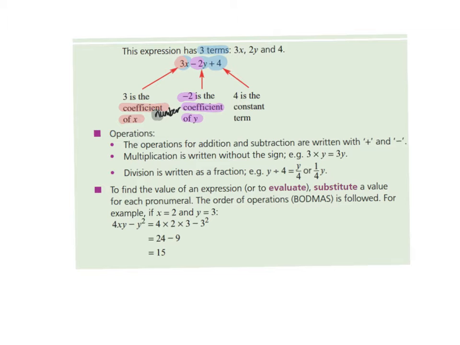And 4 is the constant. So remember the constant is the number by itself. So +4 is the constant. If it's a negative, you need to write that it's -4 is the constant, okay? So just be careful. And so we're going through things.